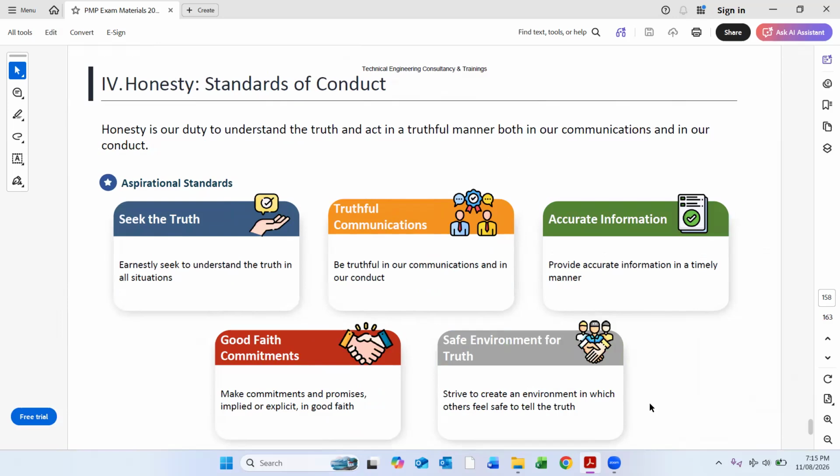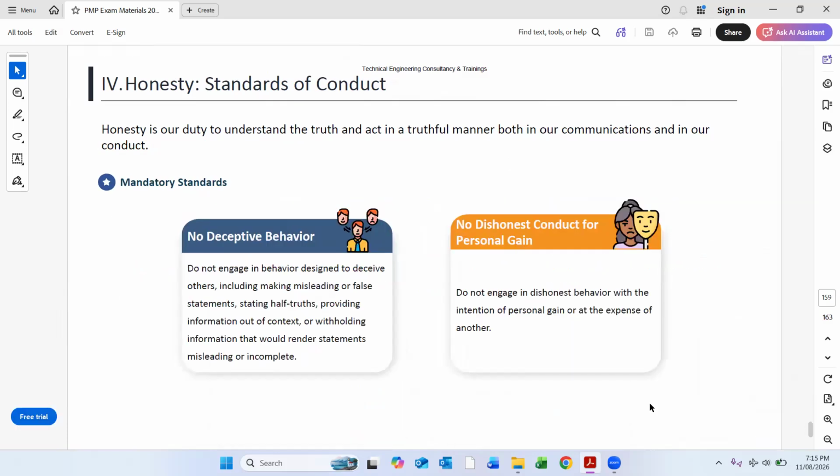In aspirational standards, seeking the truth and truthful communication should be there. Accurate information should be there. A safe environment for the truth, and good faith commitments should be there. So this is honesty, actually. No deceptive behavior, no dishonest conduct for personal gain or personal benefits.